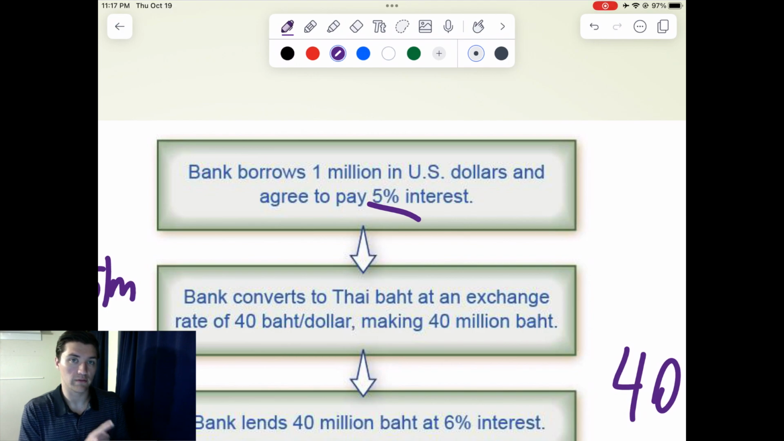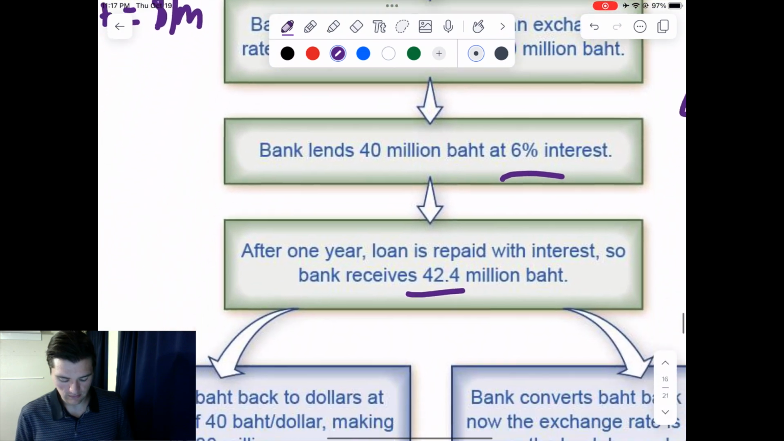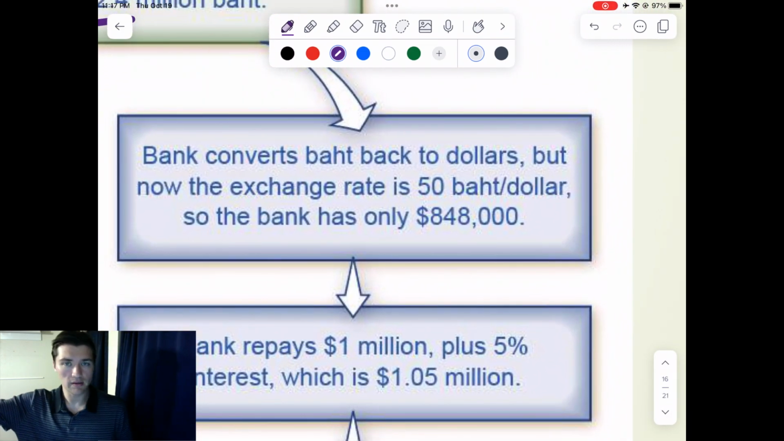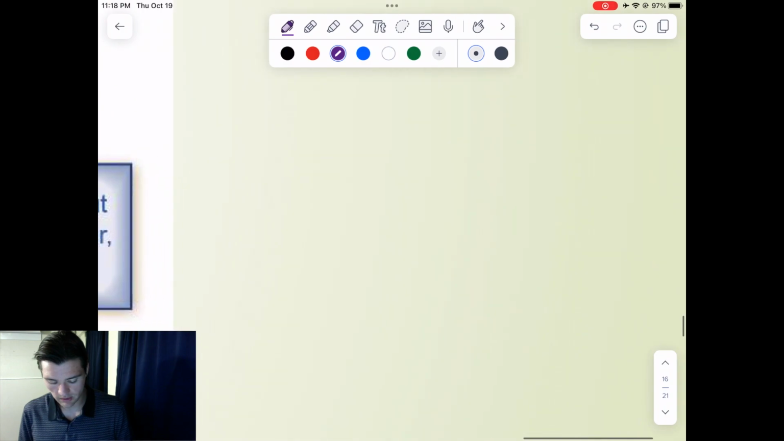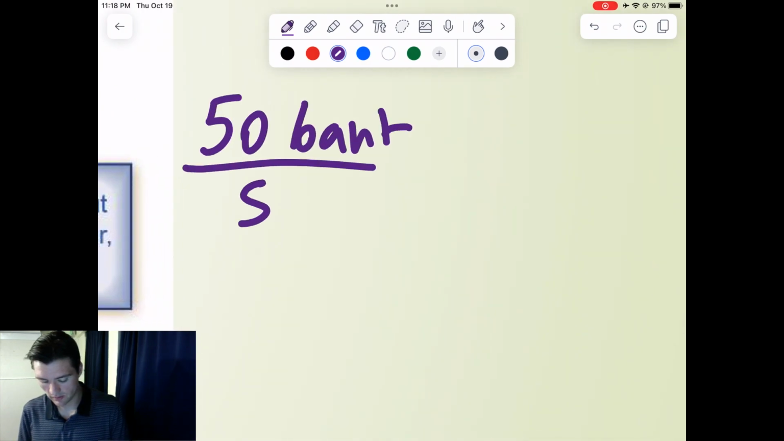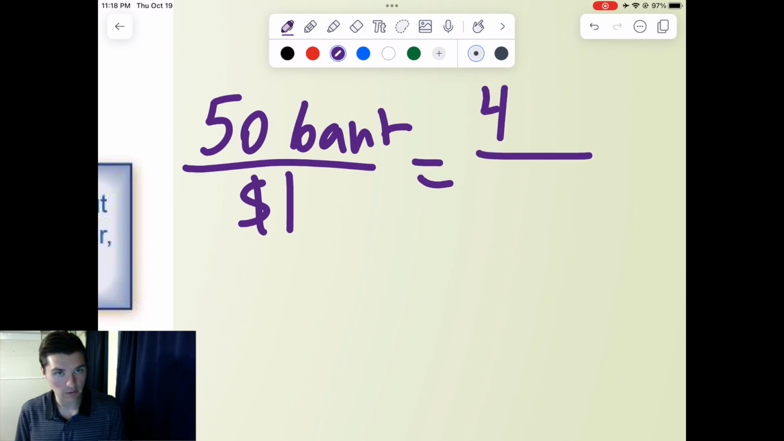So now we're going to really figure out what happened here. So I'm going to pick the right side first. Okay, so the bank gets the 42.4 million baht. The bank is going to convert it back to dollars, but now the exchange rate is 50 baht per dollar. Okay, so don't try and look ahead here, but let's go with 50 baht per dollar. And now we have 42.4 million baht.